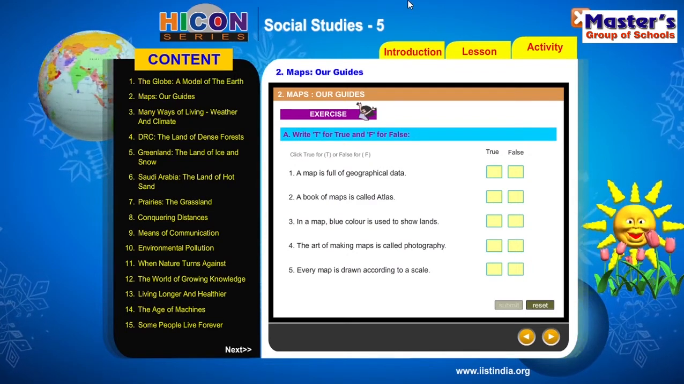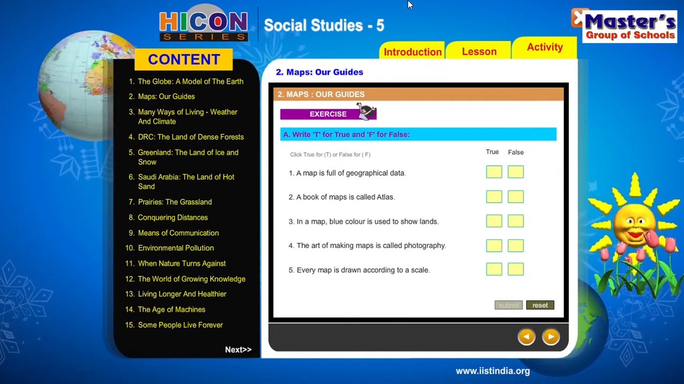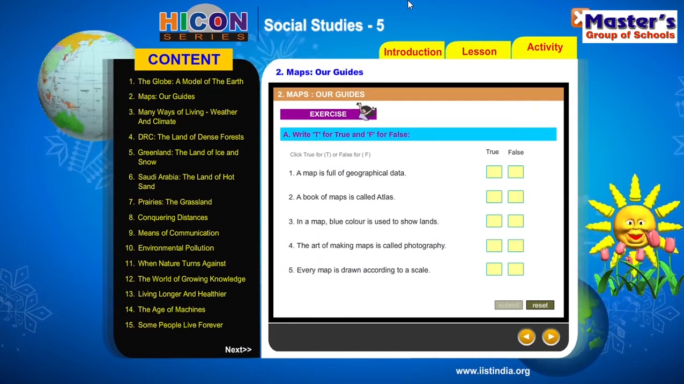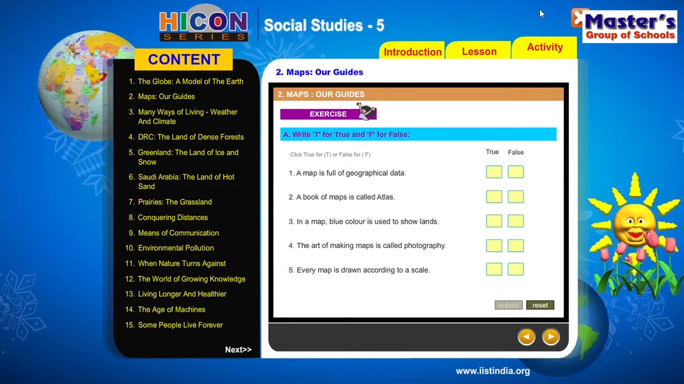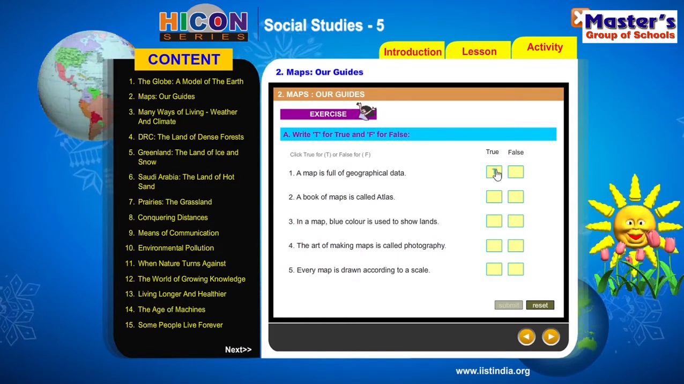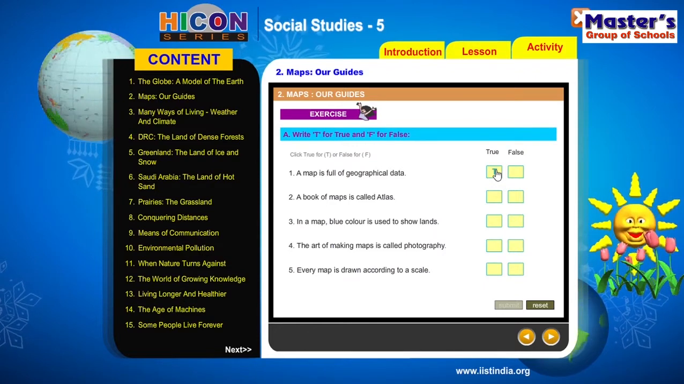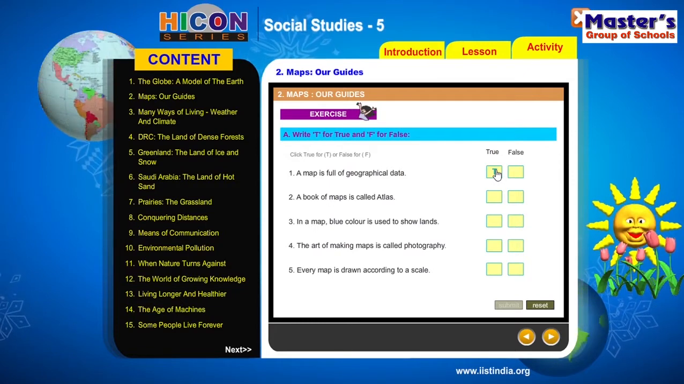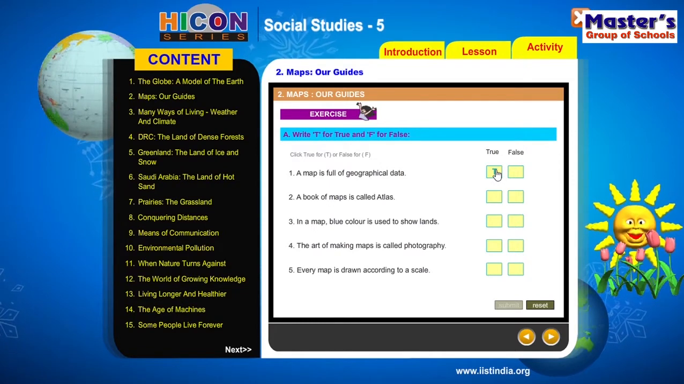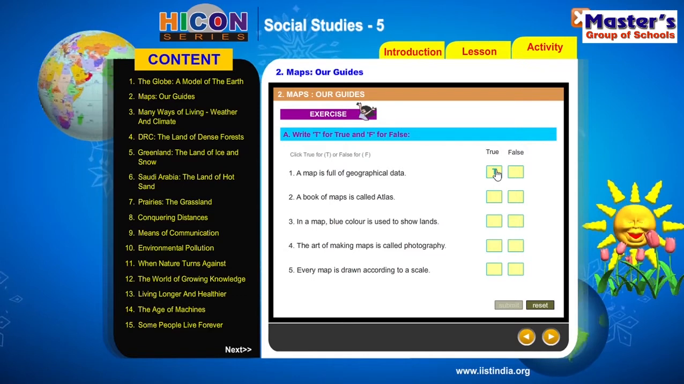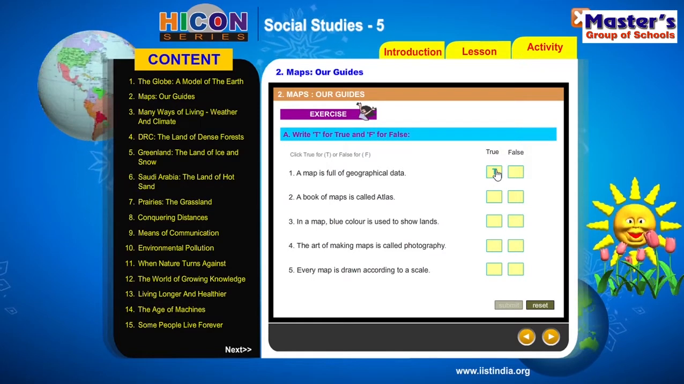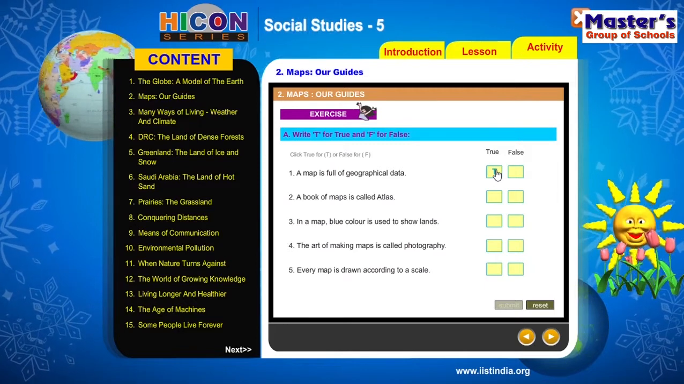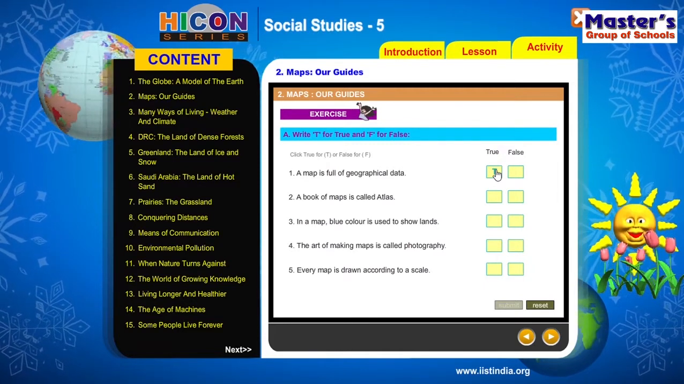A map is full of geographical data. The statement is a true one, isn't it? A map is full of geographical data because the geographical data of a region is transferred onto a flat sheet, which we call as a map, isn't it? Yes. Second one. A book of map is called atlas.